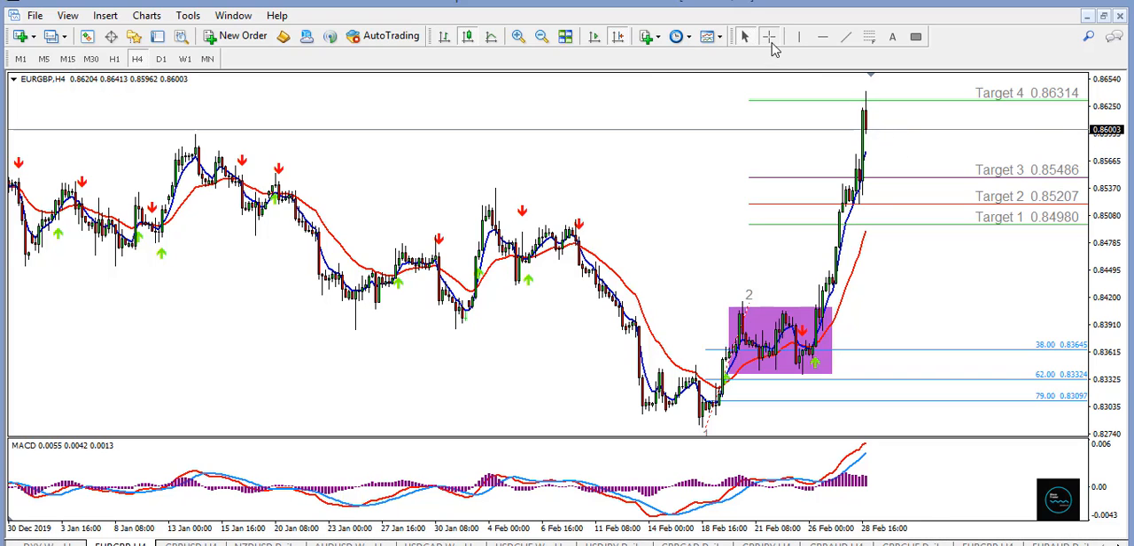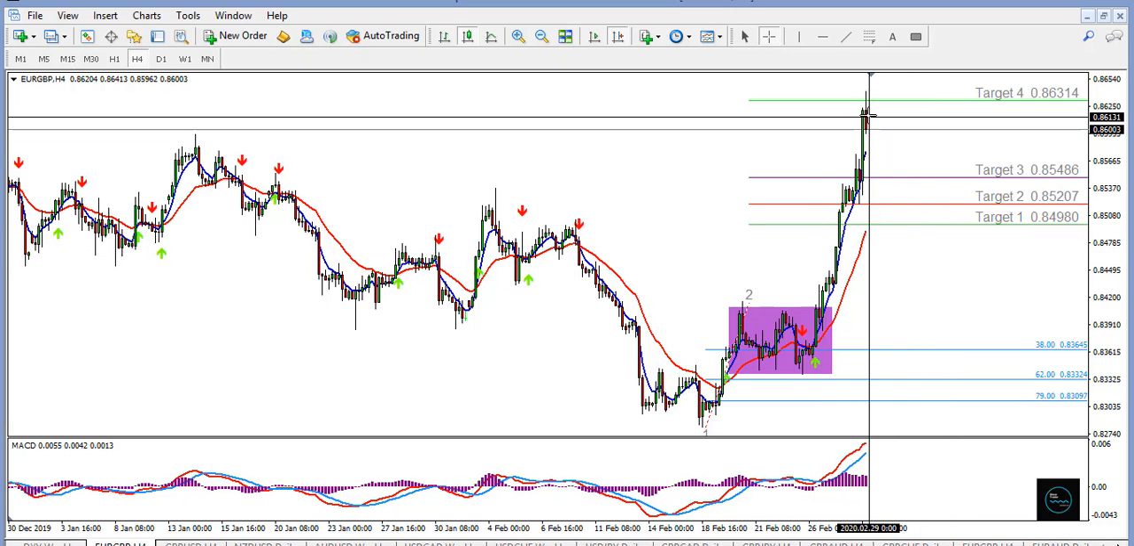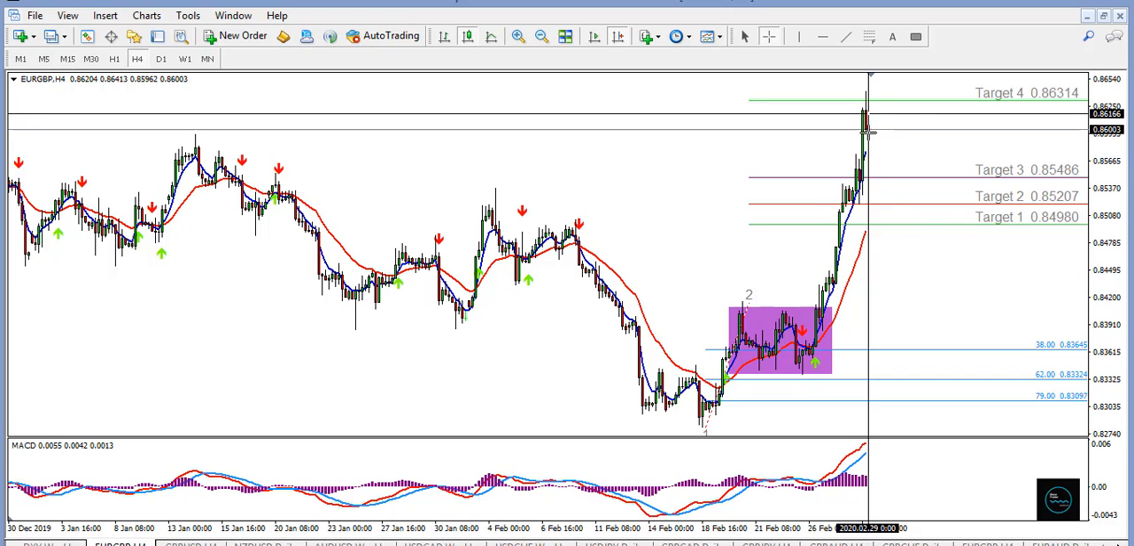How far will it go in an ideal situation? From there we should see a situation that will bring us to either this region here, which is good for about 121 pips, or even as low as the second wave region, which will give us something in the region of about 200 plus pips.